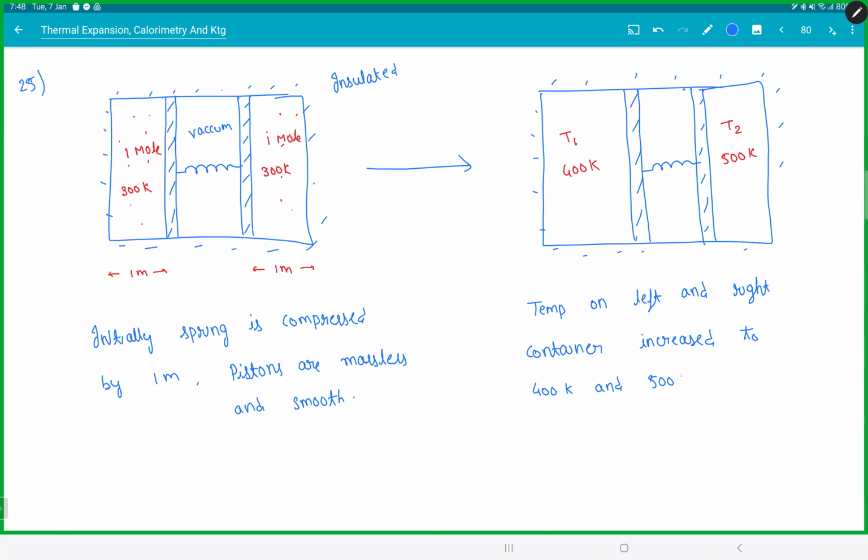Now, when you increase the temperature, pressure increases. So they will start pushing the spring more. So find the final compression in the spring. Initially the spring is compressed by 1 meter. Now, because you increase the temperature, pressure will increase, and they'll compress the spring more. What is the final compression? The gases are ideal. This is how they'll frame the question.